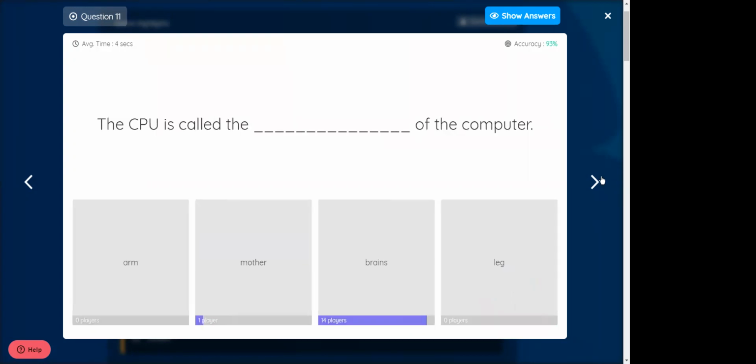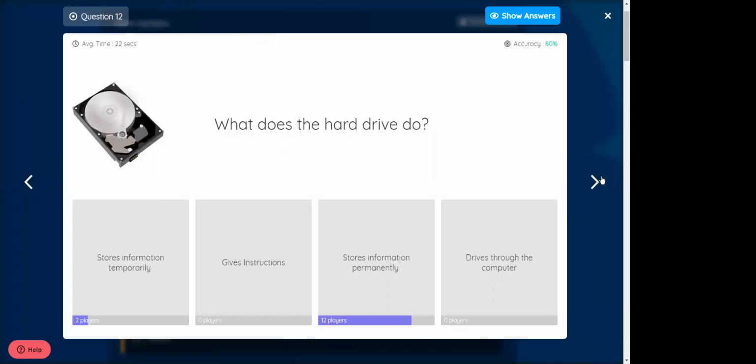So the CPU is called the brain of the computer. Good. What does the hardware do? Stores information permanently. What else? Give instructions or drive the computer? No, right? It only stores the information permanently.